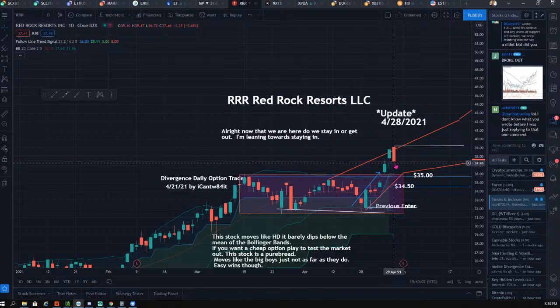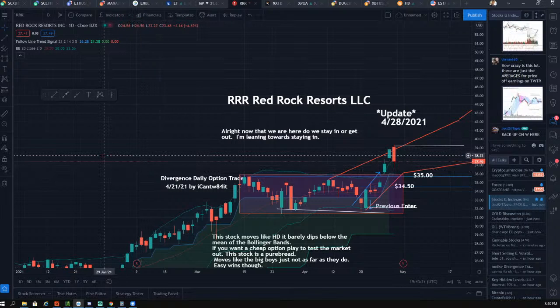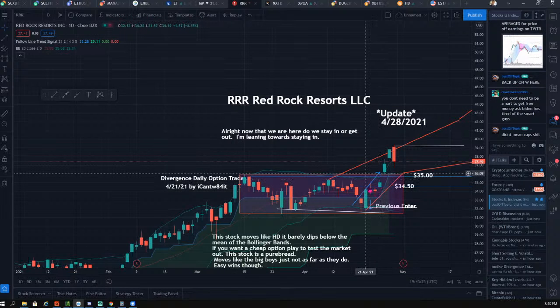Thoroughbred here. RRR acts just like HD, and it moves. It doesn't move up tremendous amounts at a time, but it doesn't come down. It basically holds a line and just keeps going. And so it's a very solid option play if you can catch it on divergence, which I did. I caught it on divergence, and the very next day it popped and jumped up. I mean, you can see right here. I caught it here on this guy.